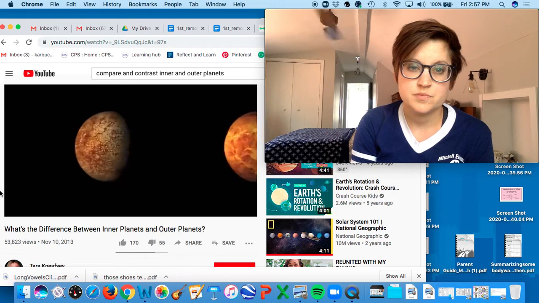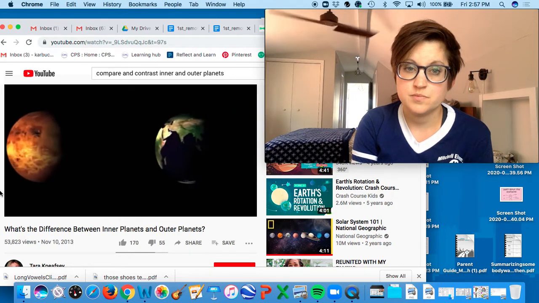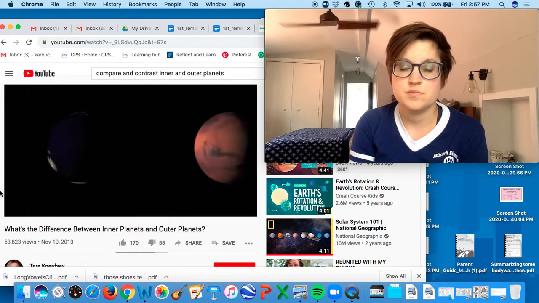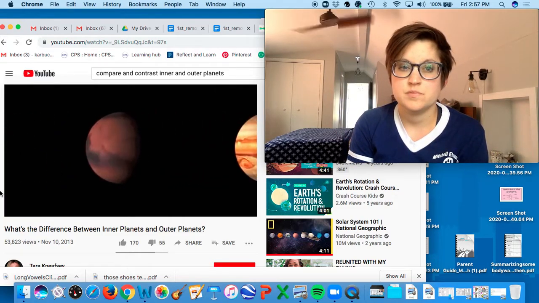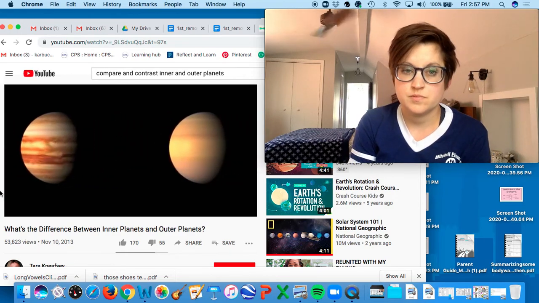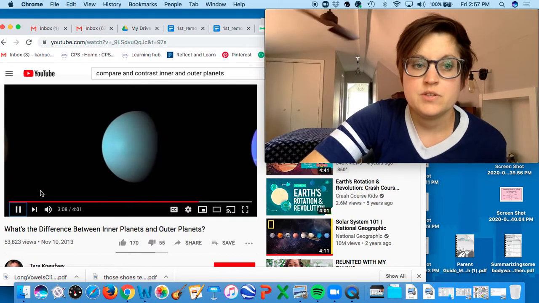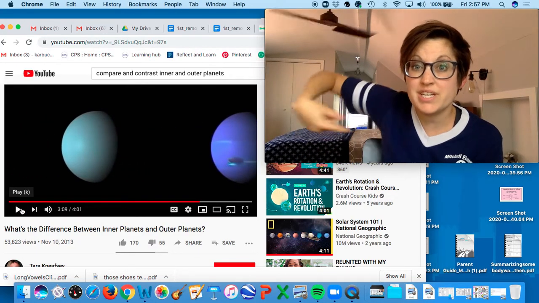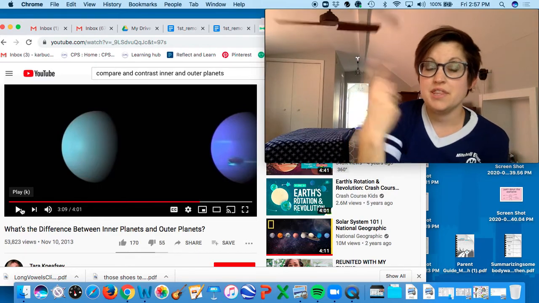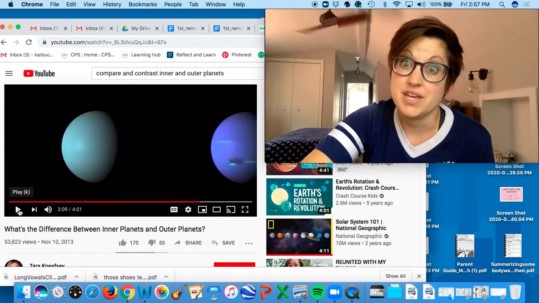Inner planets spin slower compared to outer planets. Earth rotates on its axis the fastest of the inner planets at 23 hours and 56 minutes. The outer planets spin faster. Jupiter spins the quickest in the solar system. It only takes 9 hours and 55 minutes to rotate once. So those outer planets, even though it takes them longer to go around the sun, they spin for day and night much faster than the inner planets.